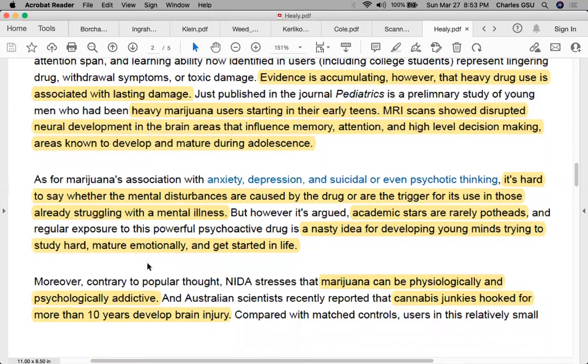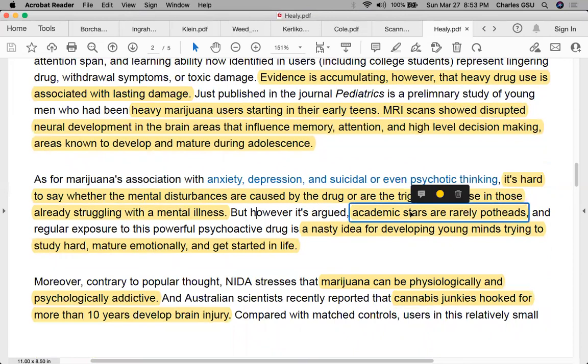Notice she's not very kind with her language, right? Academic stars are rarely potheads. Pothead has a very negative connotation. So rather than say potheads, she could have said academic stars are rarely frequent users, right?